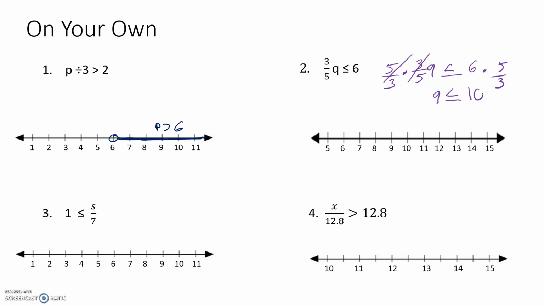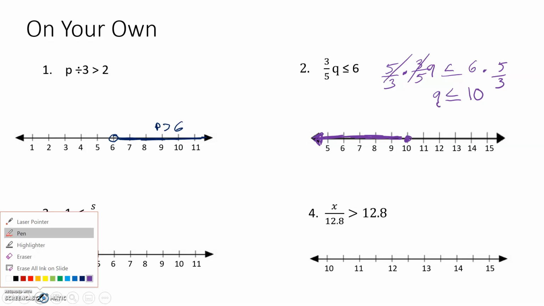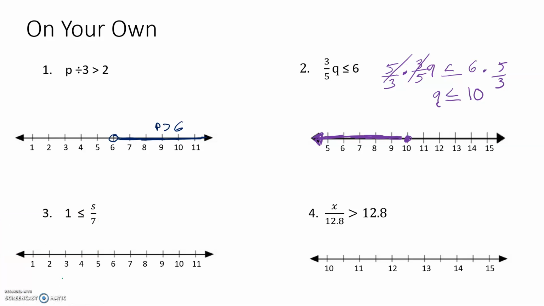So q is less than or equal to 10. So I'm going to find 10, closed circle because it is included, and shade to the lesser values because q is going to be less than 10. All right, number 3.